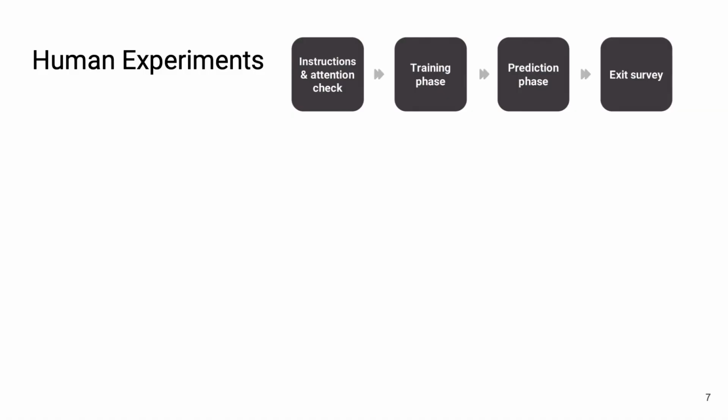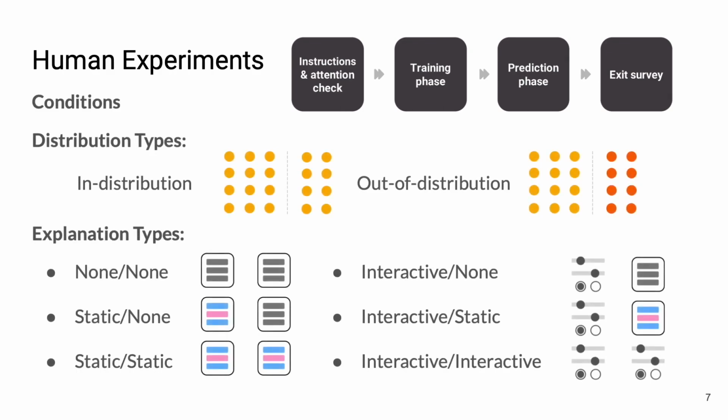We conduct both virtual pilot studies and large-scale human experiments by crowdsourcing. After instructions and an attention check, participants go through a training phase, then a prediction phase, and finally complete an exit survey. We adopt a two-factor design with distribution types and explanation types. In explanation types, we allow different interfaces in the training phase and in the prediction phase.